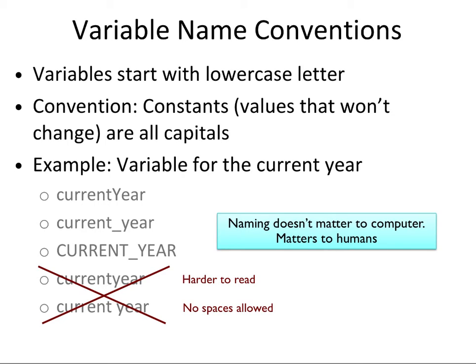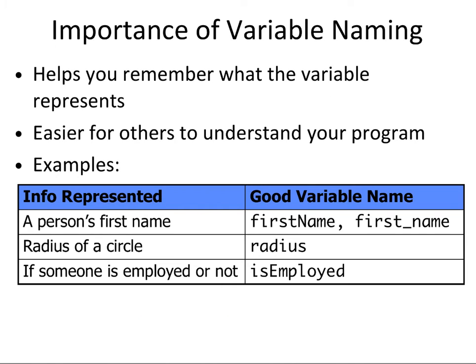And CURRENT_YEAR all in caps with an underscore is also acceptable and would frequently be used if current year was a constant. So coming up with representative variable names is really significantly important. It helps us remember what the variable represents and what value is contained within it. And it's also easier for others to understand your program.